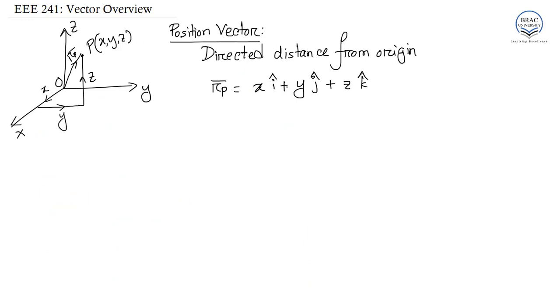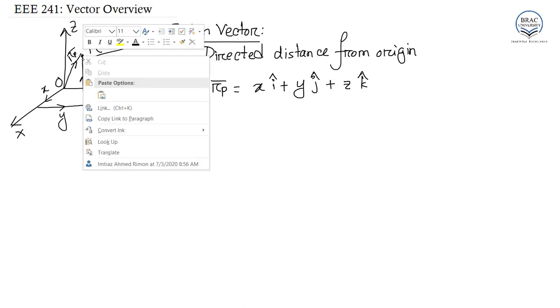Okay, now let's get familiar with position vector. Let's say, for example, we have a point in 3D space named P that has its coordinates mentioned as x, y, z. So the 3D Cartesian coordinates has three axes, right? The x-axis, the y-axis, and the z-axis.